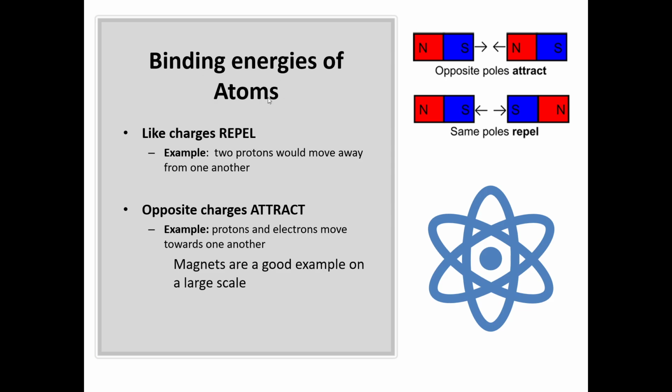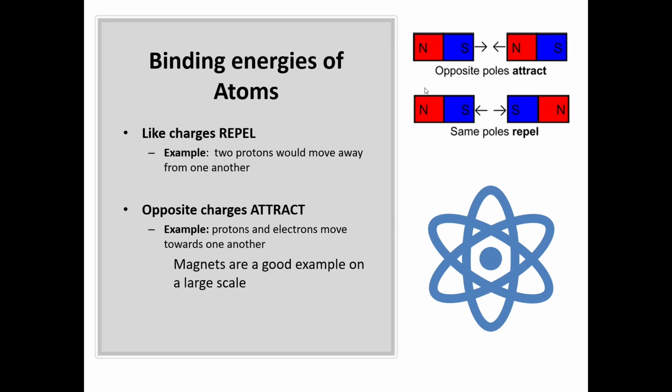So binding energies. So we're talking about atoms. Again, we move back to how badly do they want to be together. It's the same concept with KVP. We increase the energy level of the X-ray. How badly does it want to get through the patient to the image receptor? It comes back to magnetism. So like charges repel, meaning 2 positives are going to push away from each other, kind of like you see here. And then opposite charges attract.